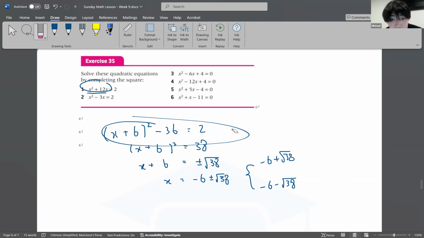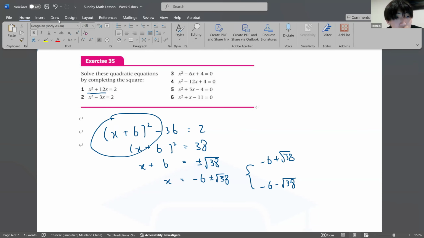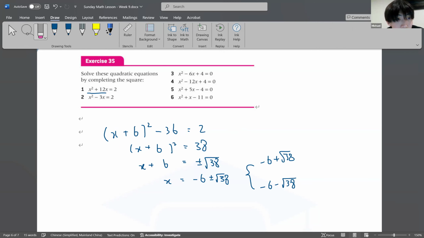And you may be wondering, how do we know it's plus 6? Where do we get this from? This is the general form you're looking for. And the tip here is that this number is half of the x term coefficient.